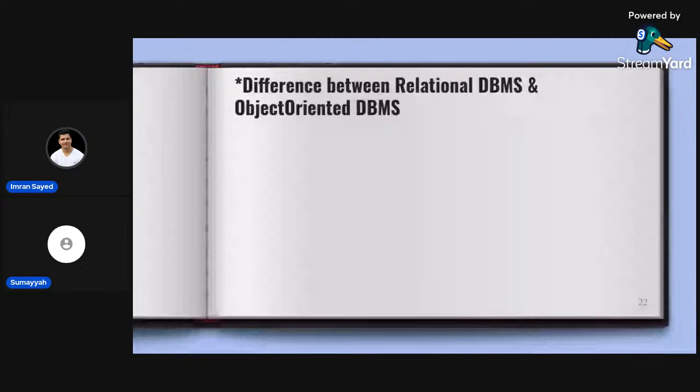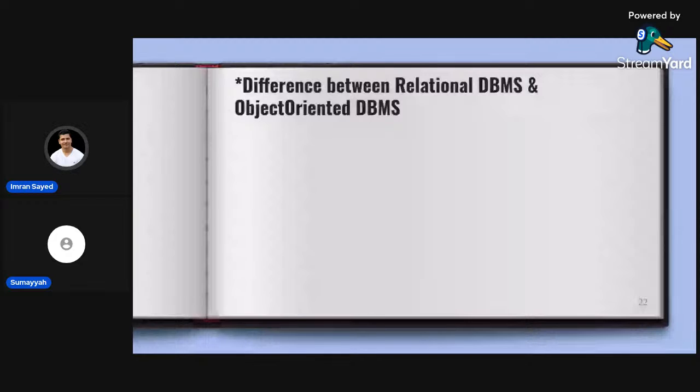Last one was the key, right? What is used in RDBMS? Primary key. In RDBMS, a primary key is used to uniquely identify an entity, and in object-oriented DBMS, an object ID is used to uniquely identify an object.